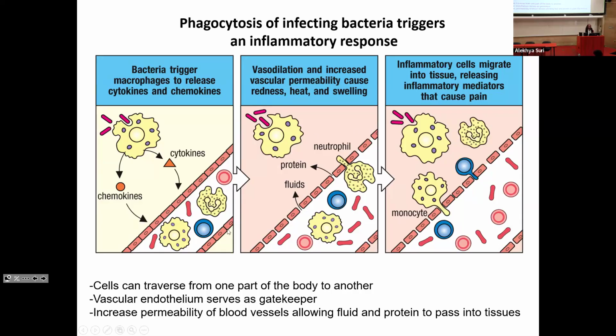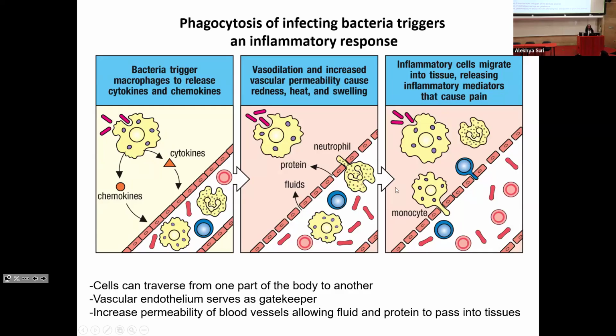So this process of phagocytosis itself is a trigger for the macrophages to become activated and to start secreting cytokines and chemokines that would allow for cells from the blood, immune cells that are traveling in the blood, to leave the bloodstream and migrate to the site of infection.